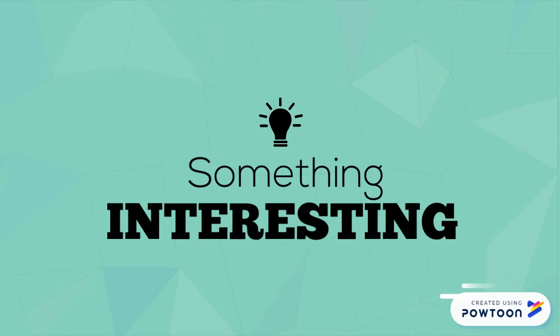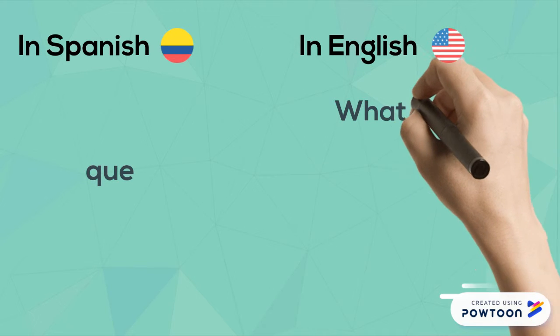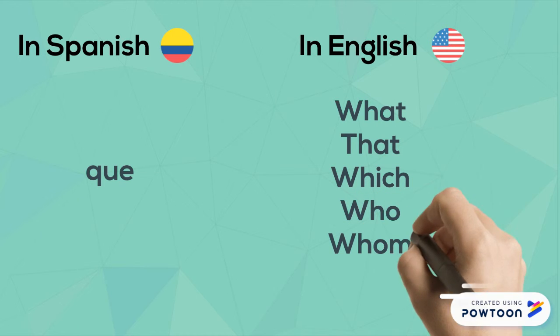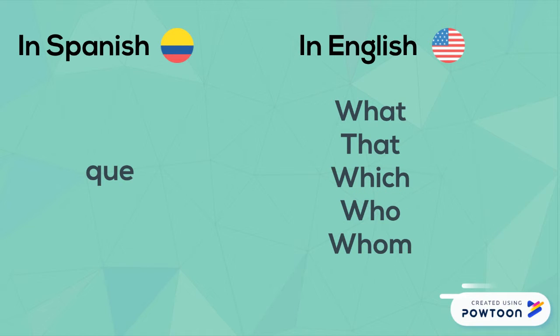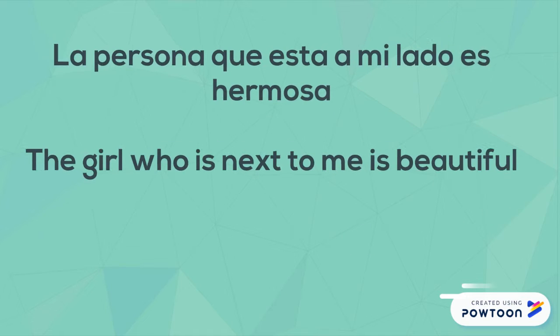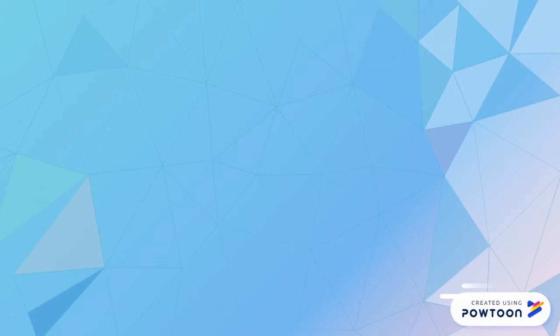Something interesting about these 2 languages is that the word que can translate all the relative pronouns in English, and at the same time, all the pronouns in English are not strictly necessary to make any sentence work. If we analyze this sentence, we can notice that in Spanish, the word que is translated to English as the word who. The person next to me is beautiful still makes sense, and we can remove the relative pronoun.